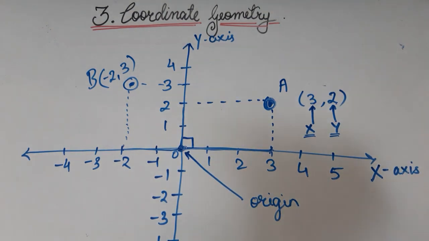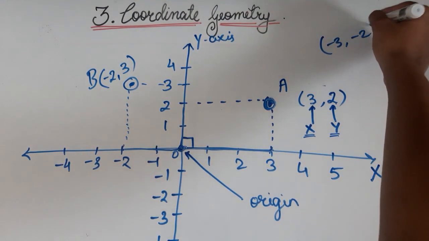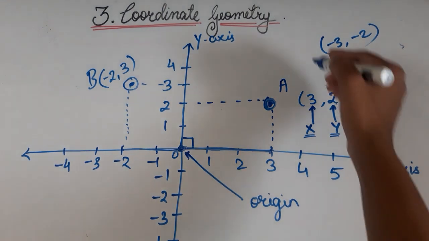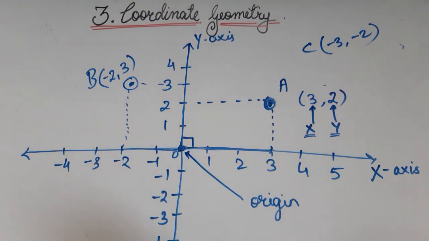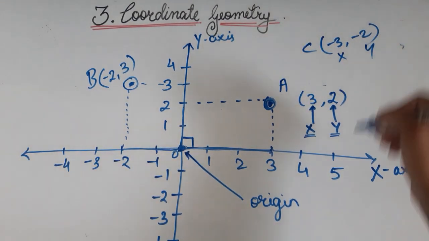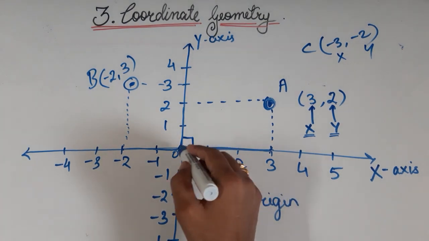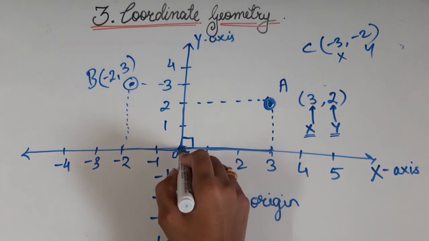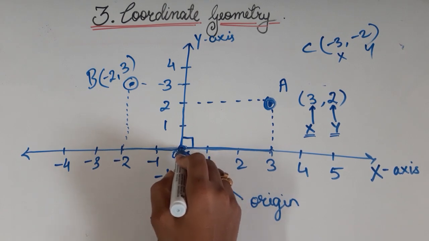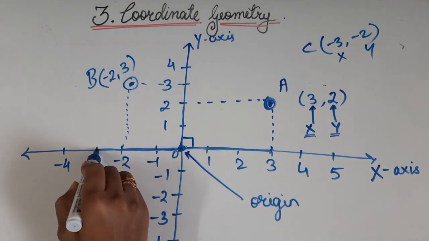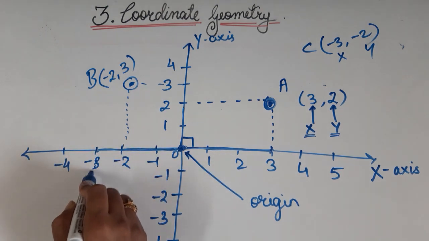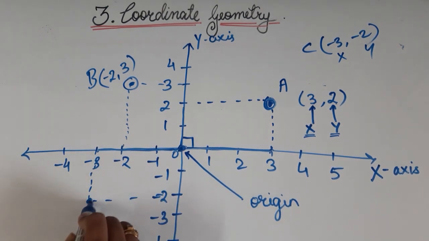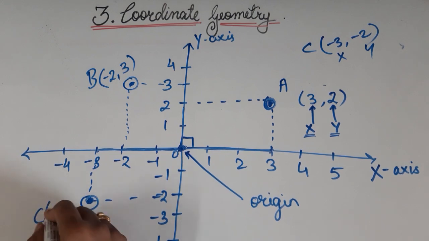Now let us take one more example, say (-3, -2). Let this point be C. To locate this, again begin from the origin. You are at the origin and your x coordinate is -3, y coordinate is -2. From the origin, x coordinate is -3, so you will go to the left side of the origin by 3 units, so you will reach -3, and the y coordinate is -2, minus it is, so you will go below the origin by 2 units. So this will be your point C.